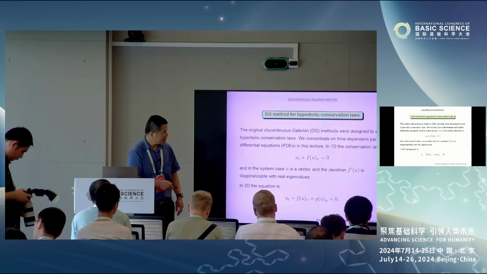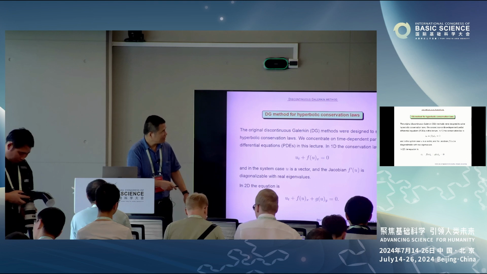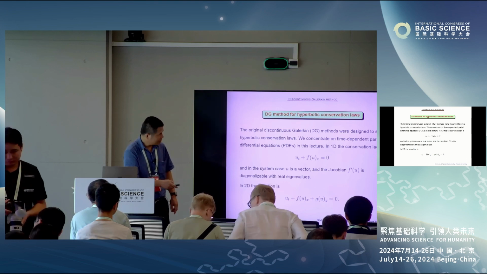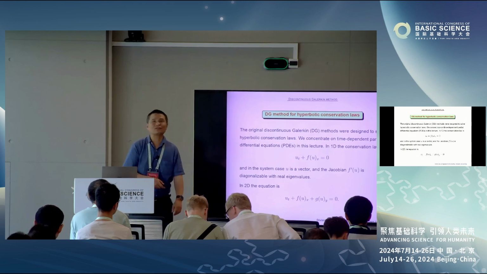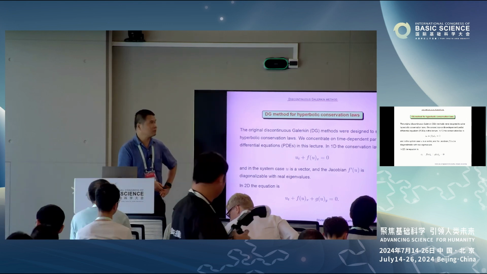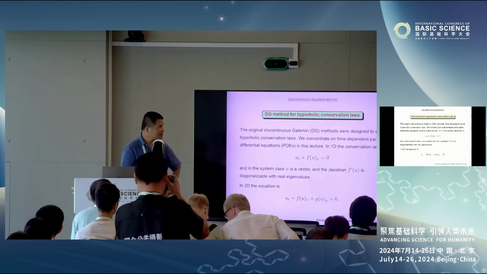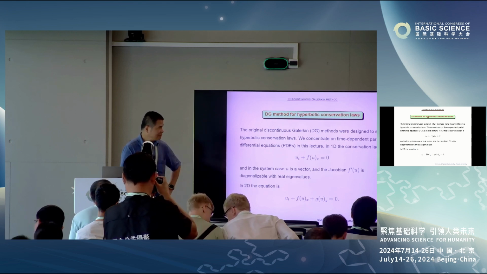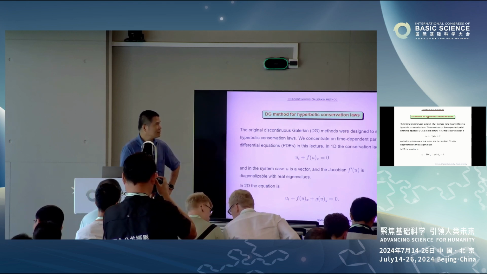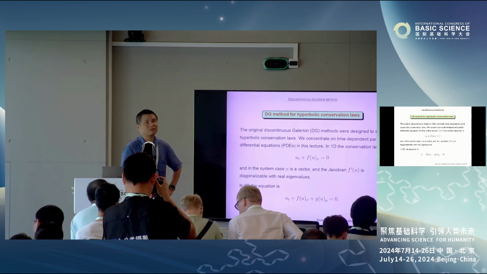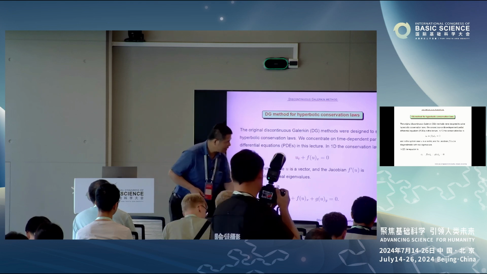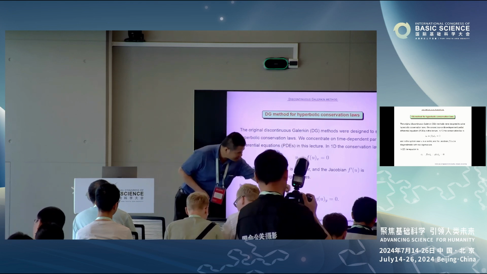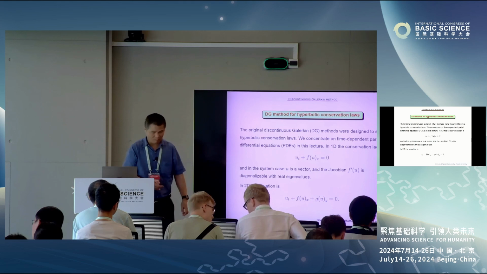That would be the PDEs of this form. u sub t is the partial derivative with respect to t. With time there, we are going to treat only the spatial derivatives by the discontinuous Galerkin method. So this is f(u) sub x, or in the 2D case, f(u) sub x plus g(u) sub y.